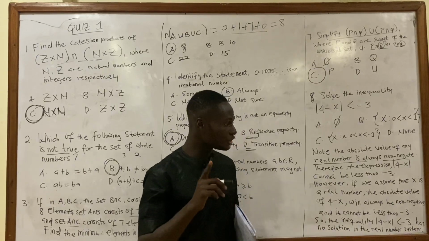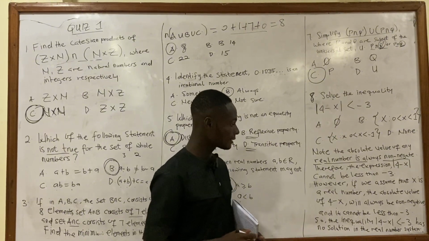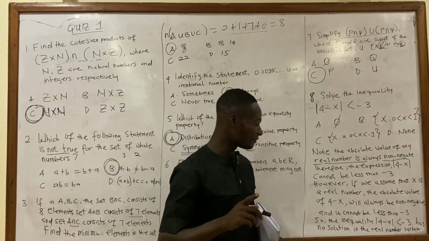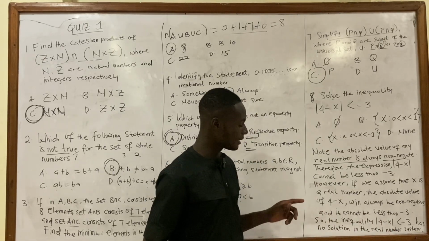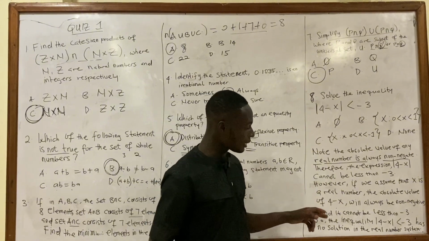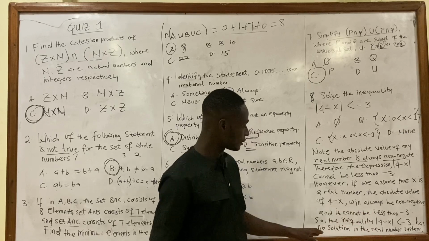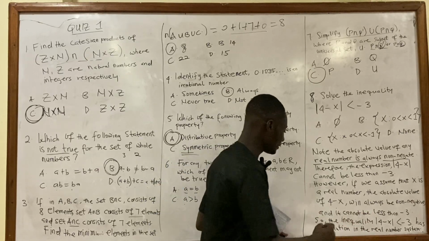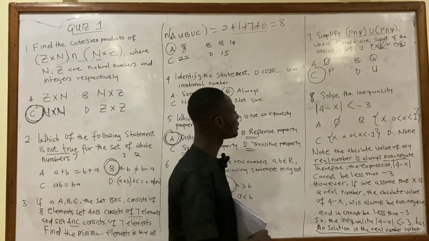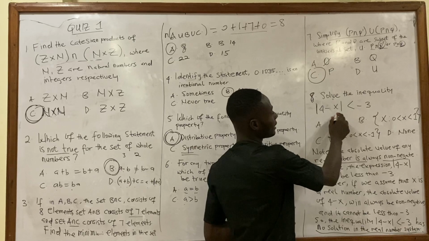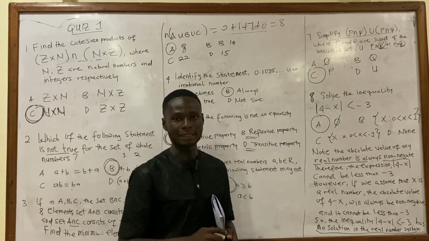However, if we assume that x is a real number, then the absolute value of 4 minus x will always be a non-negative number, and it cannot be less than -3. So the inequality absolute 4 minus x less than -3 has no solution in the real number system. So we say that it is empty. It has no solution in the real number system.